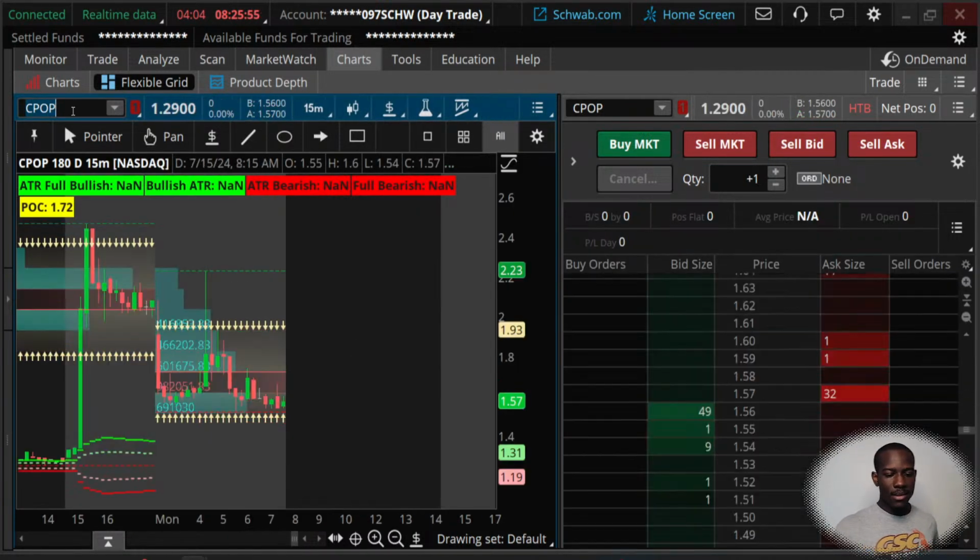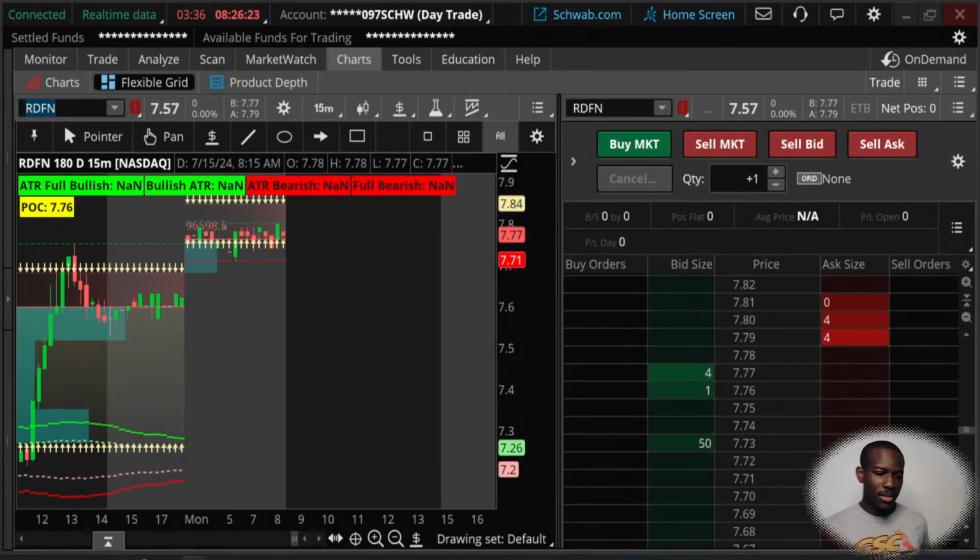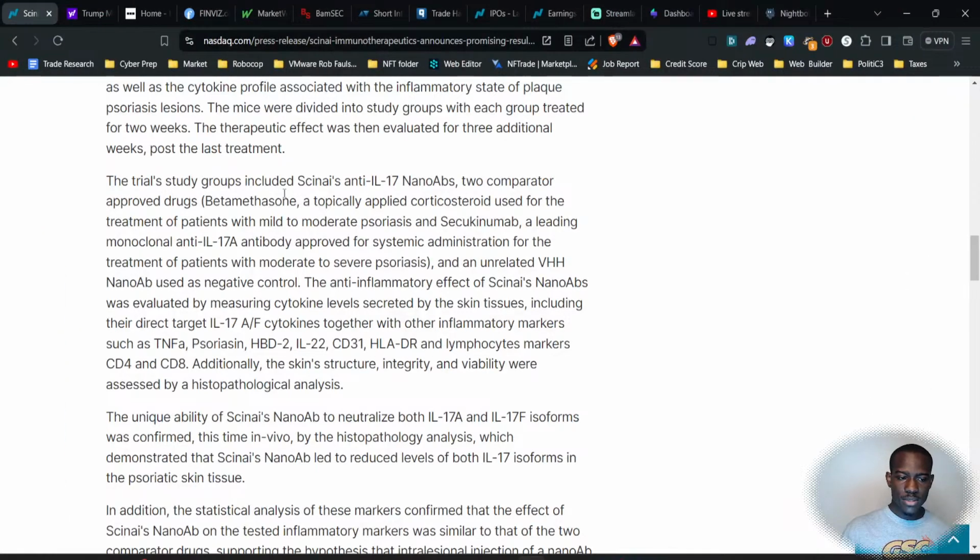CPOP. That one. Does it have volume already? Has 4 million shares traded. It is down 13% though. I don't know about that one. And then you got the RDF, unless you're trying to longer term hold it. And then you got RDFN, could be up my alley. Let me see what the RDFN is. RDFN, up 2%. Let's go look at these real quick.